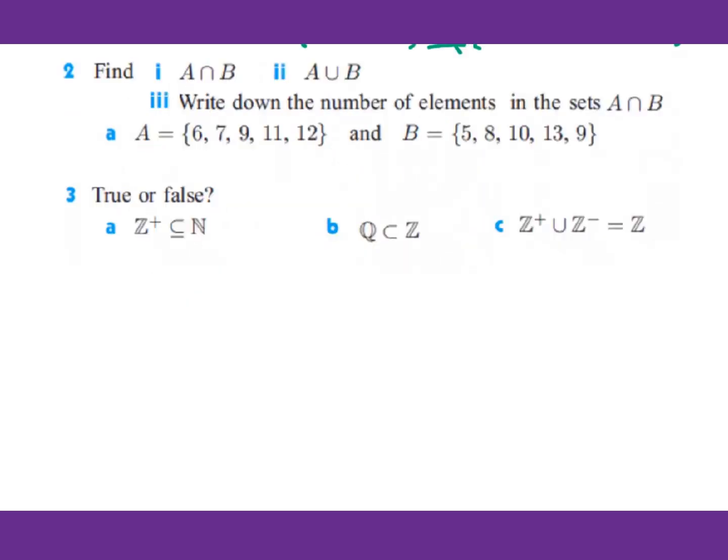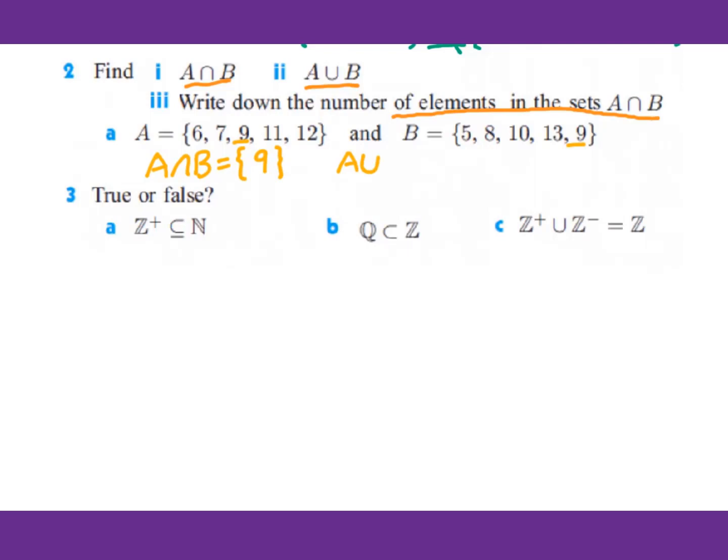For number 2, find A intersect B and A union B. Write down the number of elements in set A intersect B. A intersect B means we need elements in common. So we have set A: 6, 7, 9, 11, 12. B is 5, 8, 10, 13, 9. We have 9 in common, and that's the only element in common. So we write down like this.